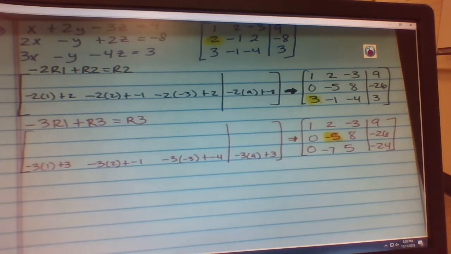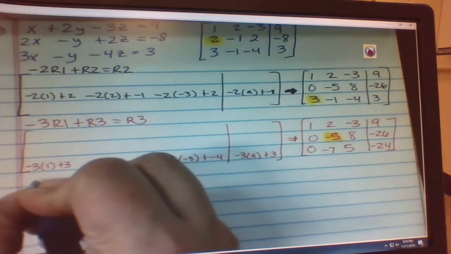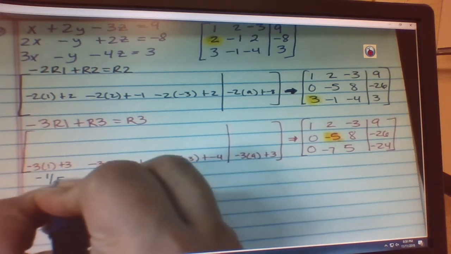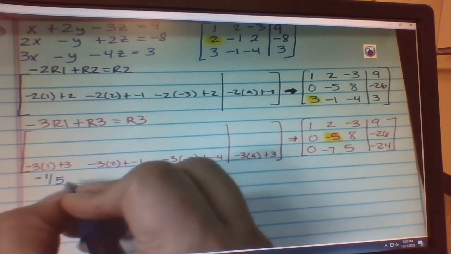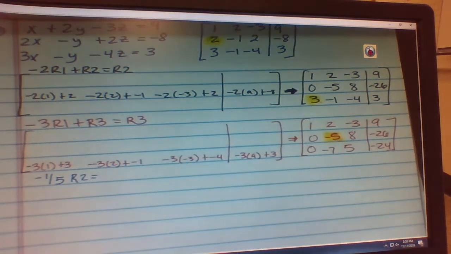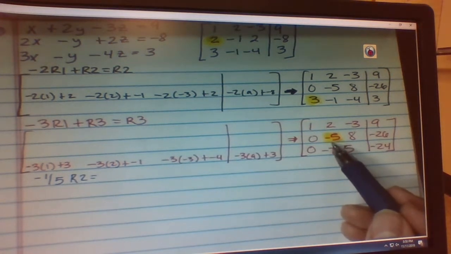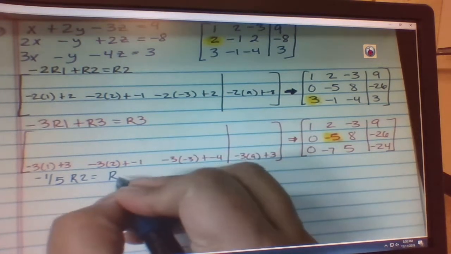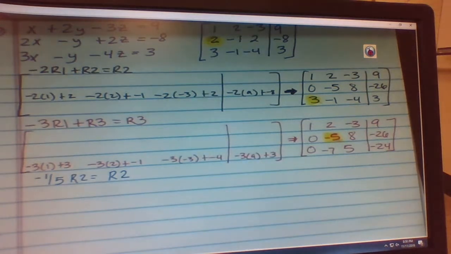And that one's an easy one, right? The ones are easy. And it's what times what? Negative 1/5 times the row. You're trying to make it into a positive one, so that's why it's a negative. Because if not, it would make it a negative one. The whole row, yes.